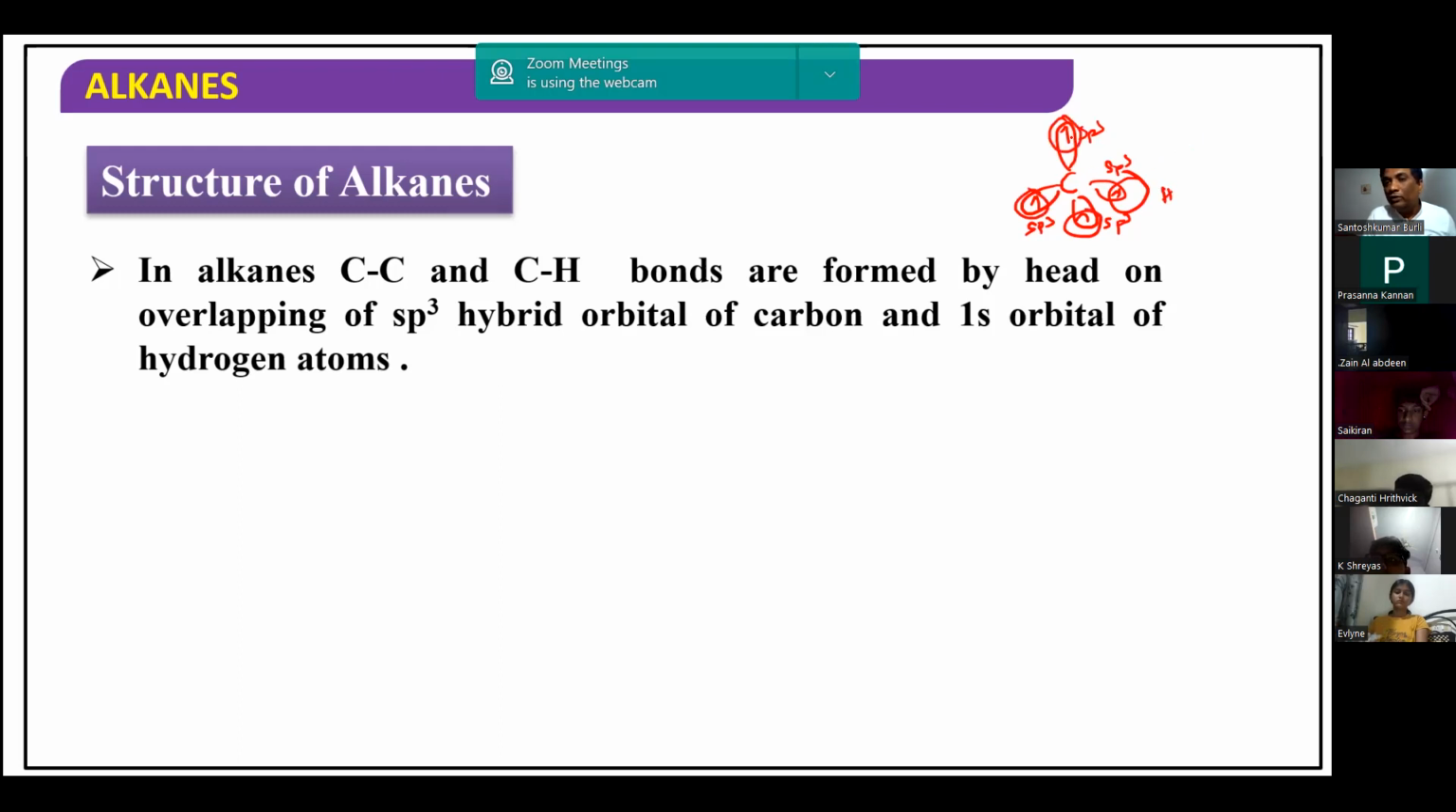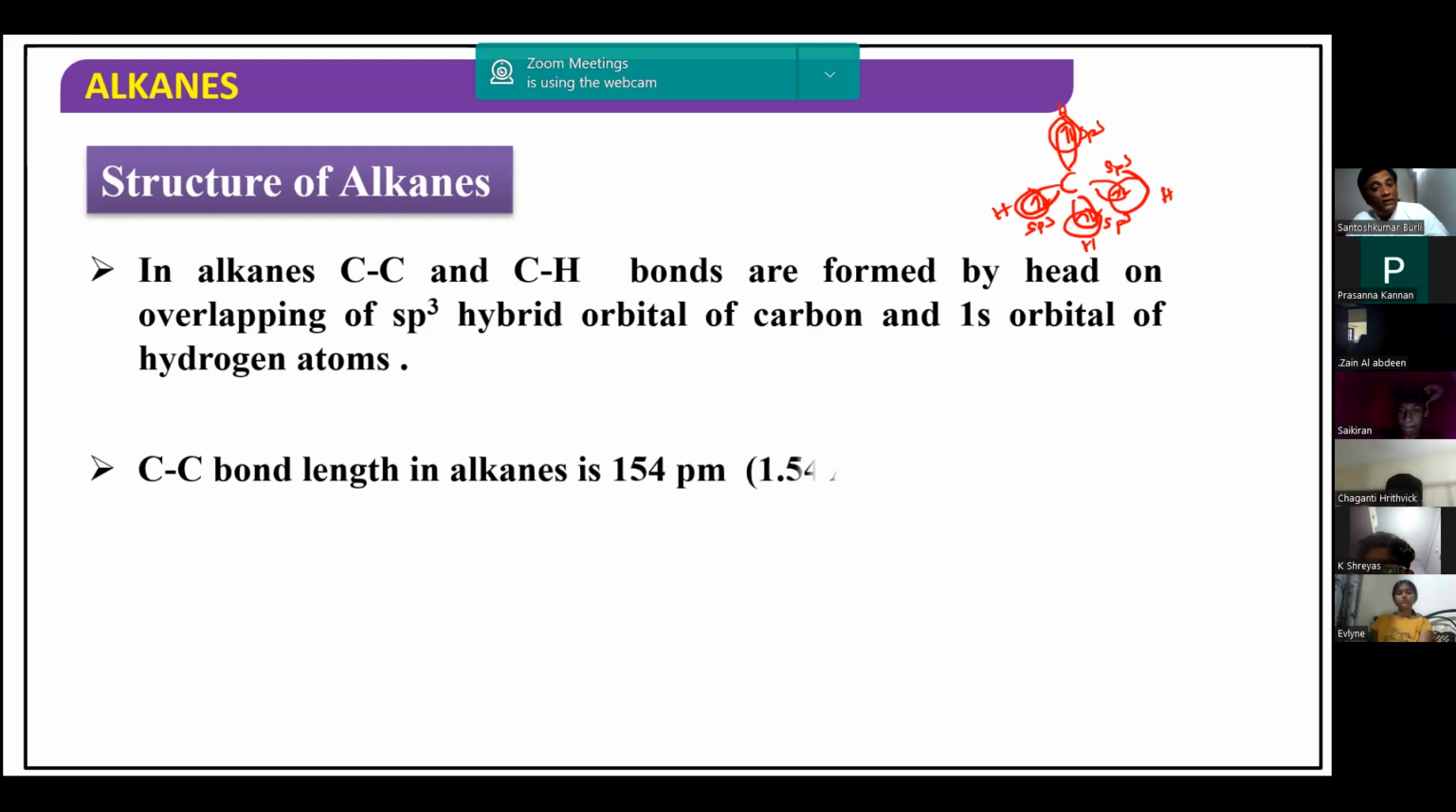So each hydrogen shares its electron with this sp3 hybridized orbital. Here, overlapping is taking place between the s orbital of hydrogen and the sp3 orbital of carbon, forming a C-H bond. That is one of the important points to be understood here.